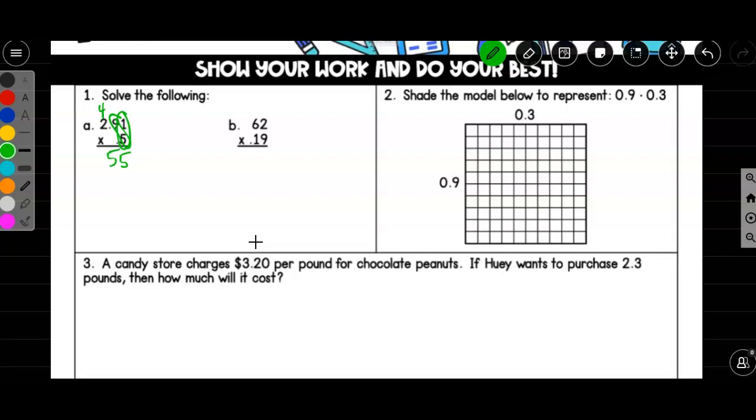5 goes down, 4 comes up. Okay, and then we have 2 times 5, which is 10, plus 4 is 14. Now, can we leave it like that? The answer to that is absolutely not. We have a decimal to place. So how do we do that? What we do is we count how many decimal places there are after both factors combined. So we have 1, 2, 3, 3 places. So what we do is we count backwards and we say 1, 2, 3. We have 3 places. So let's think about what makes sense here.